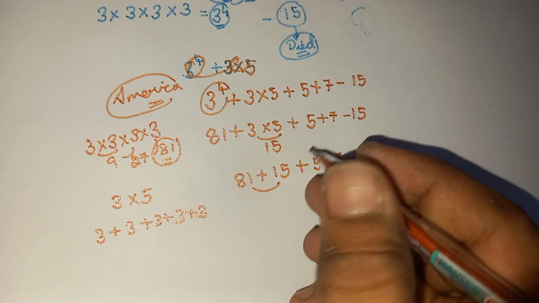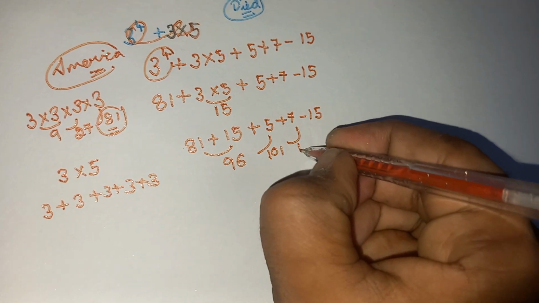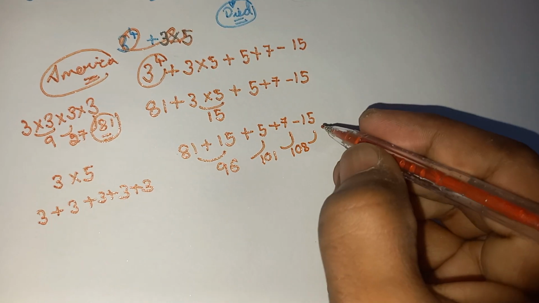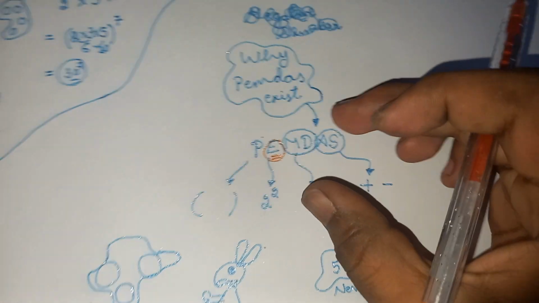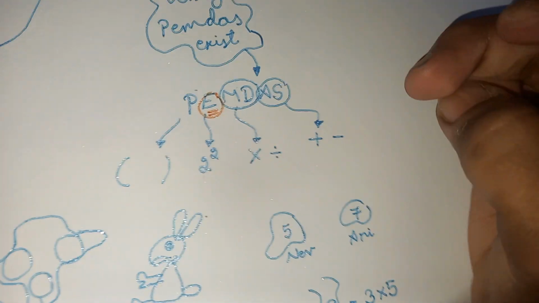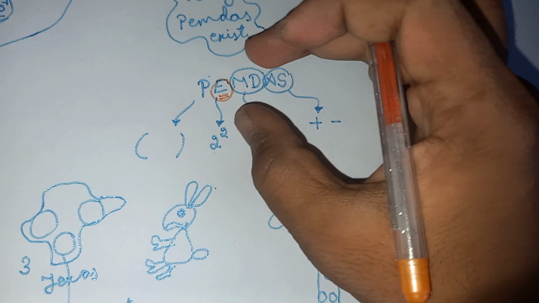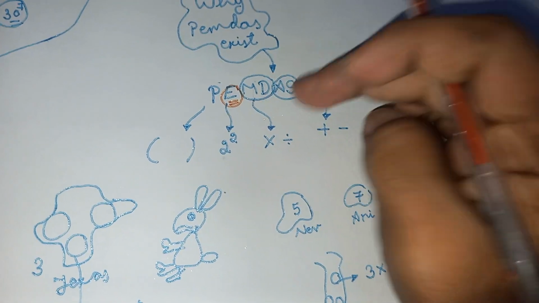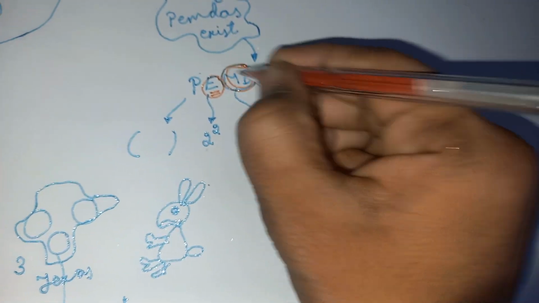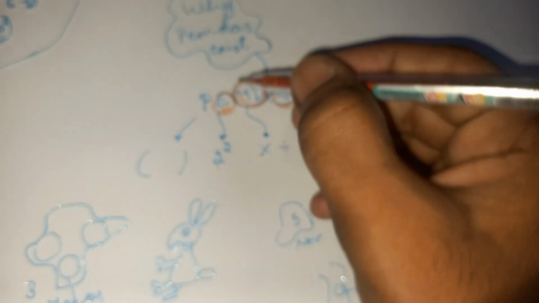81 plus 15 becomes 96, plus 5 is 101, plus 7 is 108, and minus 15 means 93. In total, 93 rabbits are going to exist in America. Now I'm going to tell how it works. Adding and subtracting are nothing but repeated counting or reverse counting. Repeated adding becomes multiplying, or the opposite of it becomes dividing. So multiplying and dividing have more value than adding and subtracting, and repeated multiplying, like 3 times 3 times 3 times 3, four times, becomes an exponent.